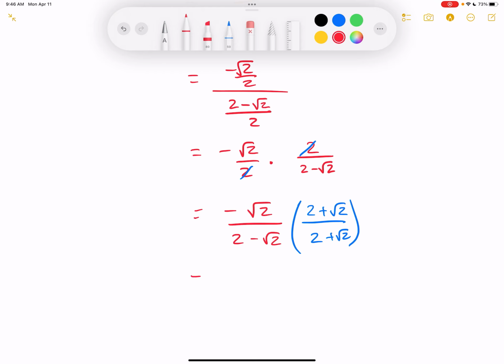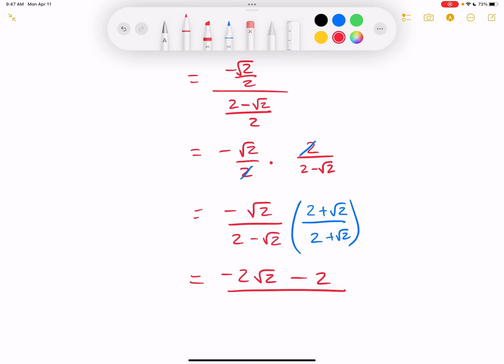Just kidding. Everyone does. All right, so multiplying the top, I'm going to end up with negative 2 times the square root of 2. And then negative root 2 times root 2. Well, that is the square root of 4, which is 2. So that's going to give me minus 2, all over. On the bottom, what do I have? 4 minus 2.